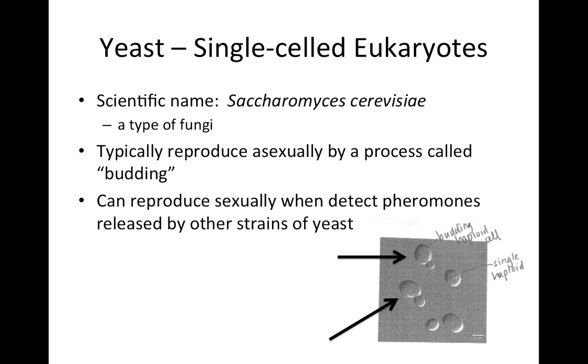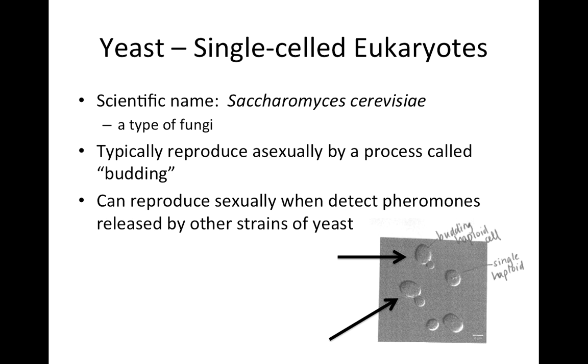Typically, yeast cells reproduce asexually, meaning they only have one parent, by a process called budding. You can see in the picture below to the right that the budding haploid cells are highlighted with the dark black arrows. So you can see there's a single yeast cell with a tiny little yeast cell growing off of it. This is the process called budding. Budding actually occurs by mitosis. The chromosomes are copied directly, and all of the offspring that come from the process of budding are going to be exactly the same as the parent cells.